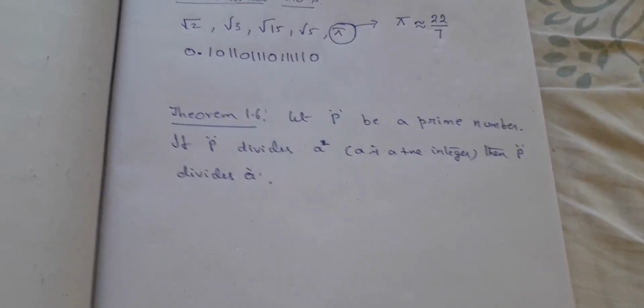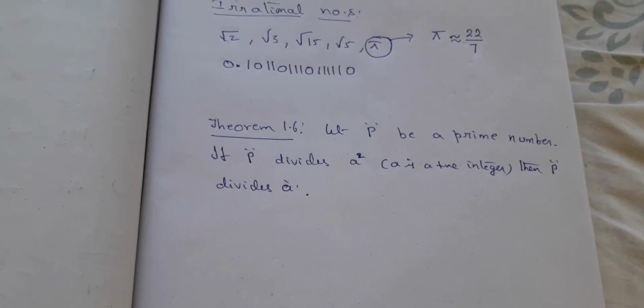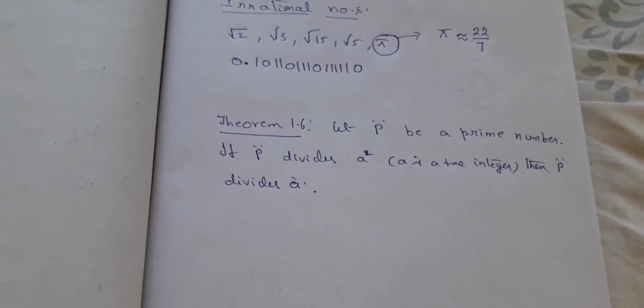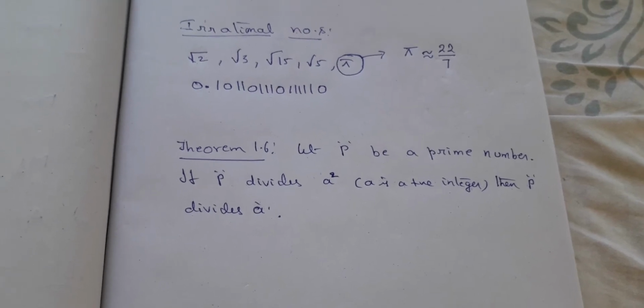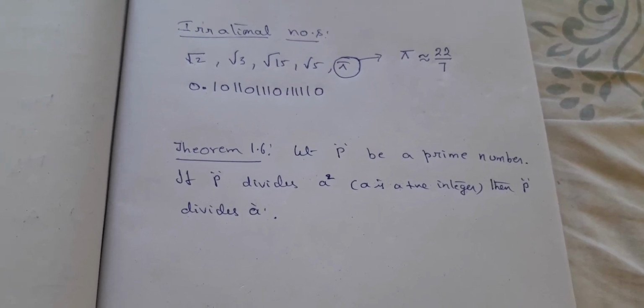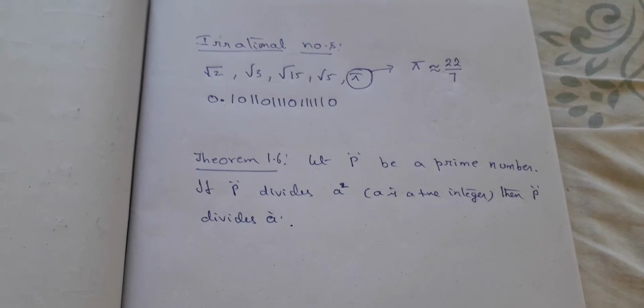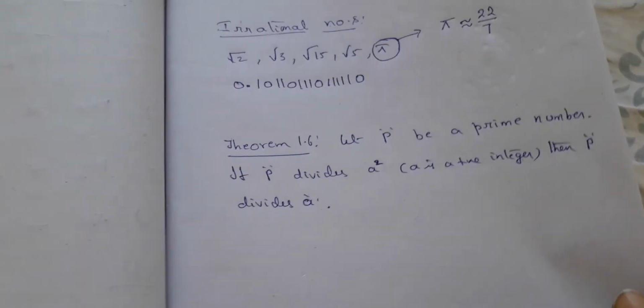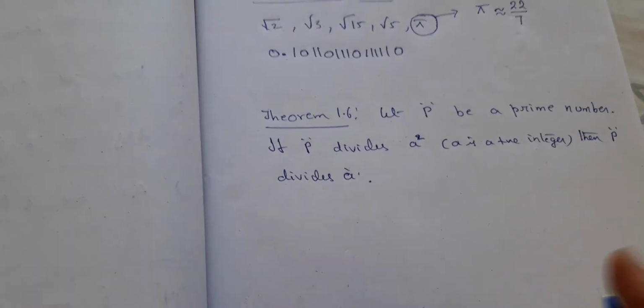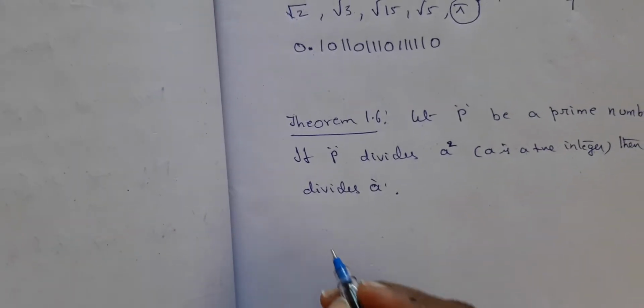So we are taking p as a prime number and a as any positive integer. Suppose p is dividing a square, then it implies that p also divides a. Now let us see how to prove that. Okay, so let us take the proof part.